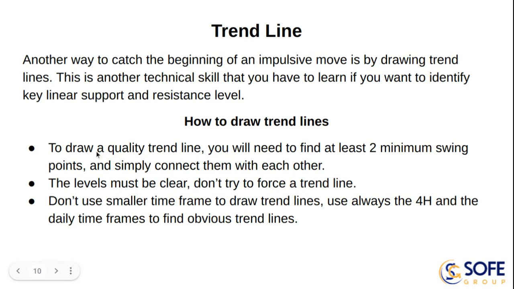To draw a quality trend line, you need to find at least 2 minimum swing points and simply connect them together. The points must be very clear. Don't try to force a trend line. Don't use a smaller time frame to draw trend lines. Use the 4 hour and 1 day time frames to draw obvious trend lines.